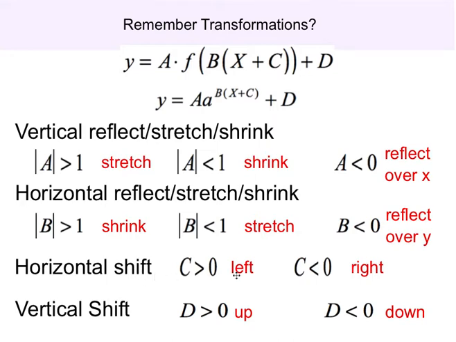With horizontal shift, that's caused by c. If c is greater than 0, it shifts to the left. If c is less than 0, it shifts to the right. D would cause our vertical shift. If d is greater than 0, it causes my graph to move up. If d is less than 0, it causes my graph to move down. Notice that the b is factored out of x plus c. That's really important.